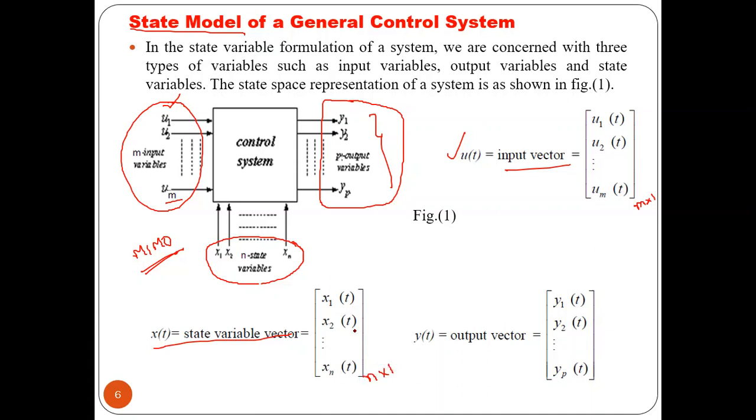N state variables are there in a single column. And the last matrix, the output matrix. This is represented as p variables, y1 to yp. Therefore, its matrix size is p by 1. Whenever there is a single column, it is called a vector. That's why this output matrix is also called the output vector, because it has a single column only. Now everything is represented in vector format.